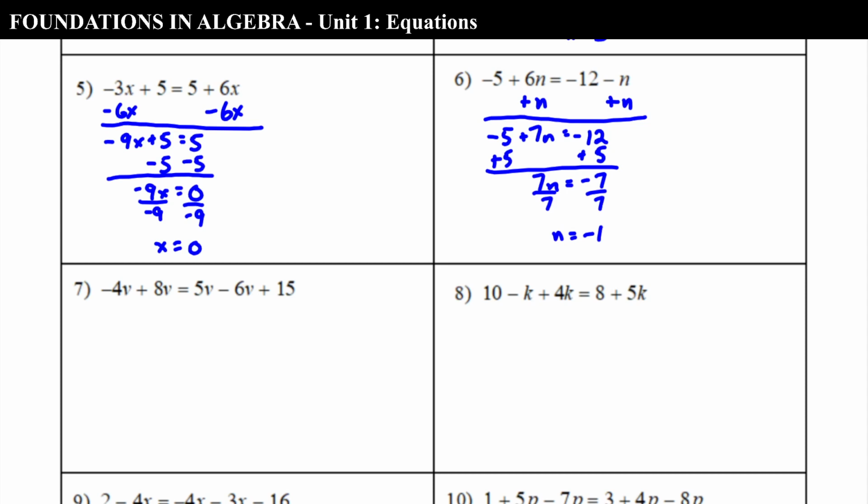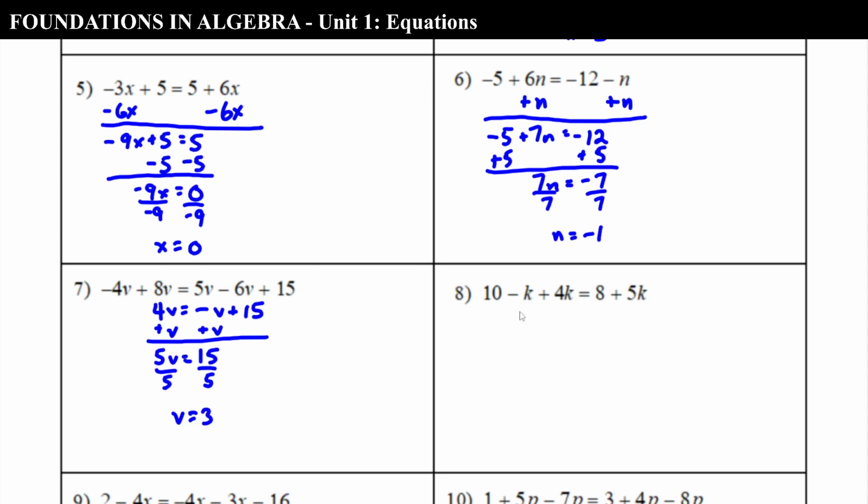Okay, so for the next one, now we have like terms that we need to combine. So let's do the combining of like terms first. Negative 4v plus 8v on the left-hand side is going to give us 4v. 5v minus 6v is going to give us a negative v plus 15. Now we're going to move this v to the other side by adding it. So that gives us 5v equals 15. And we divide by 5 on each side, so v equals 3.